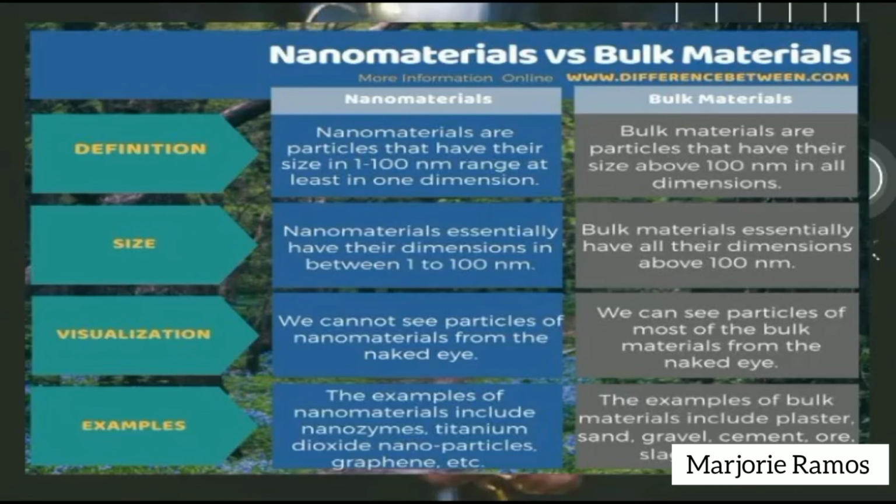And of course, they also differ in visualization. We cannot see particles of nanomaterials with the naked eye, while we can see the particles of most bulk materials with the naked eye. They also have examples. Examples of nanomaterials include nanosomes, titanium dioxide nanoparticles, graphene, etc., while examples of bulk materials include plaster, sand, gravel, cement, ore, slags, salts, etc.